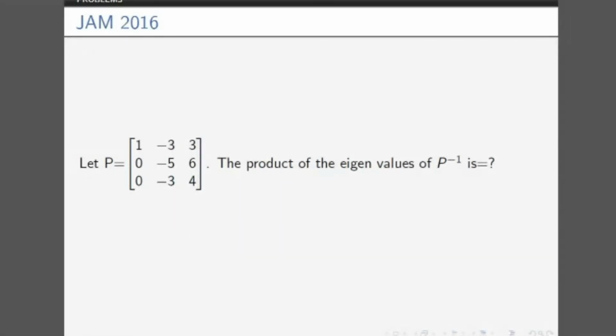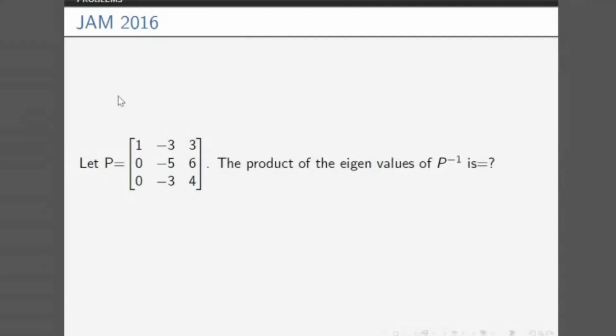Is it minus 1 by 2? Minus 1 by 2. Okay. Any other answers? Okay, the person who said minus 1 by 2, can you just explain what idea you have used?